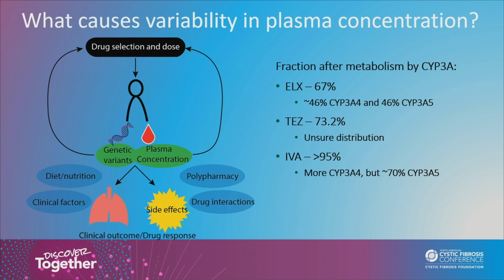I looked to see if there are any genetic variants that might be good targets for assessment. So elexacaftor, tezacaftor, and ivacaftor, which are listed there on the slide by their abbreviations, are all metabolized by the cytochrome P450 family of CYP3A, primarily by CYP3A4, but CYP3A5 also has a significant role, as you can see here from the original metabolism studies that were done.